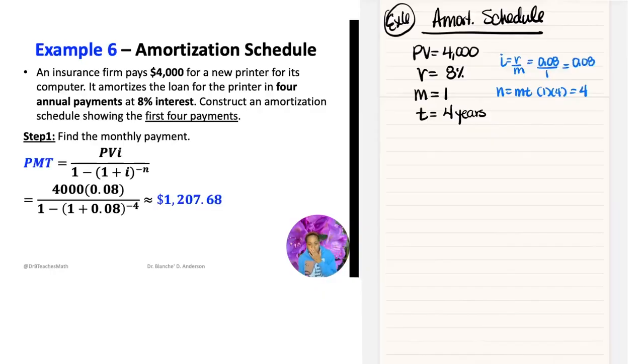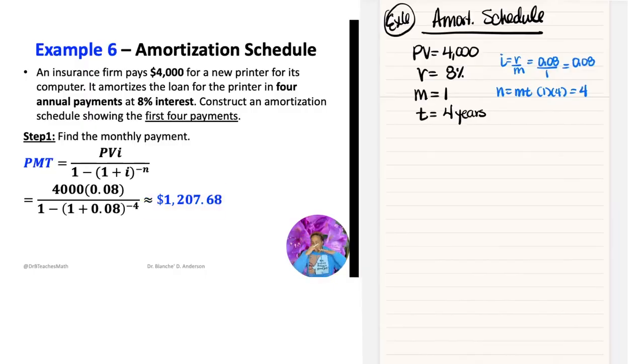So same thing that we've been doing this whole time. The payment formula: present value times I divided by 1 minus 1 plus I to the negative N. When you plug it in, you get a payment of $1,207.68. Remember, your payment doesn't change for the life of the loan. We're just going to do the first four payments for this. Since there's only 4 annual payments, it works out. But that payment will stay the same for the life of the loan.